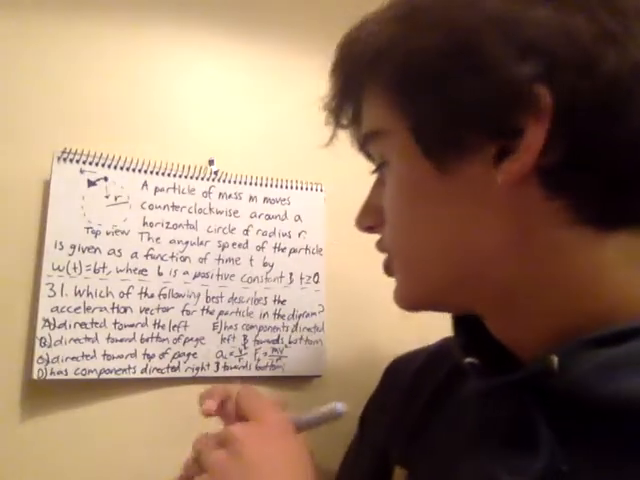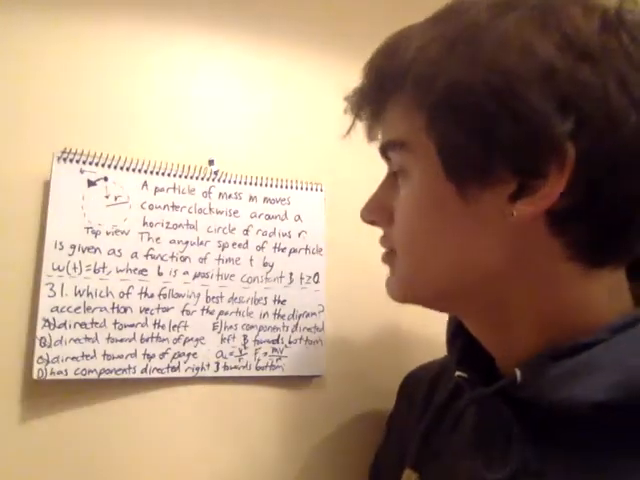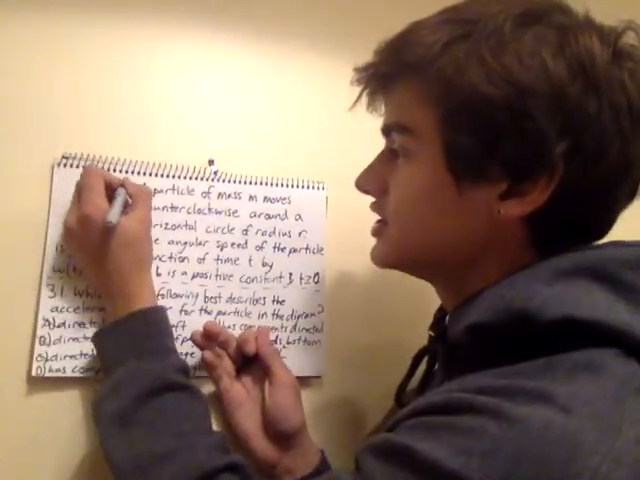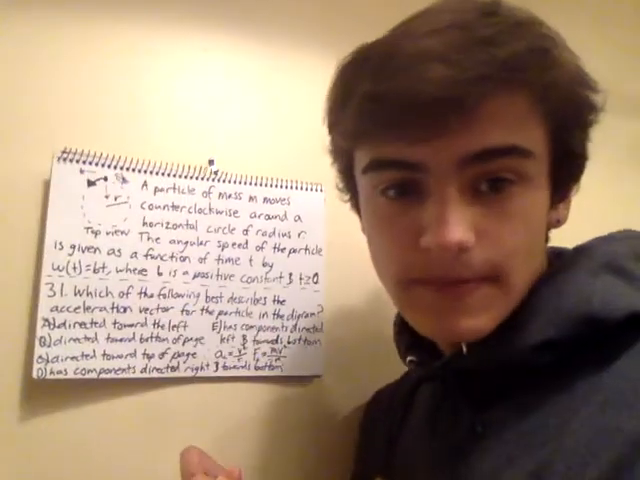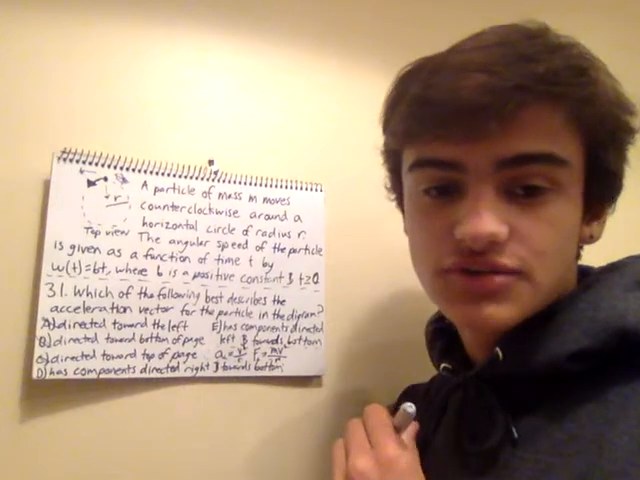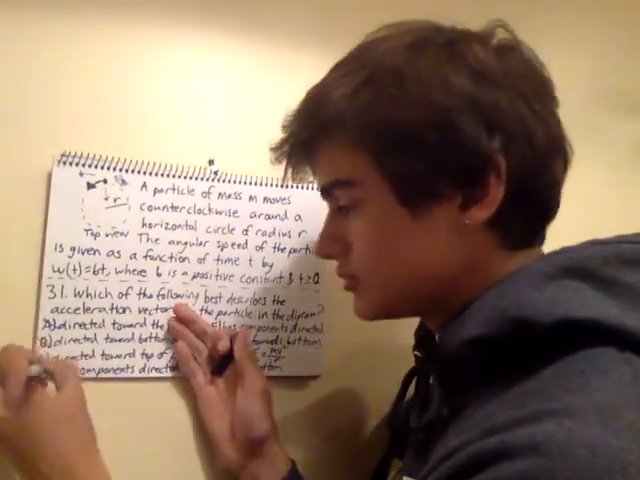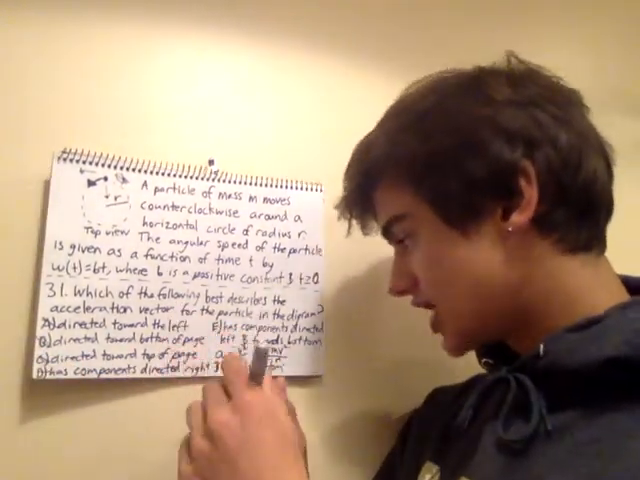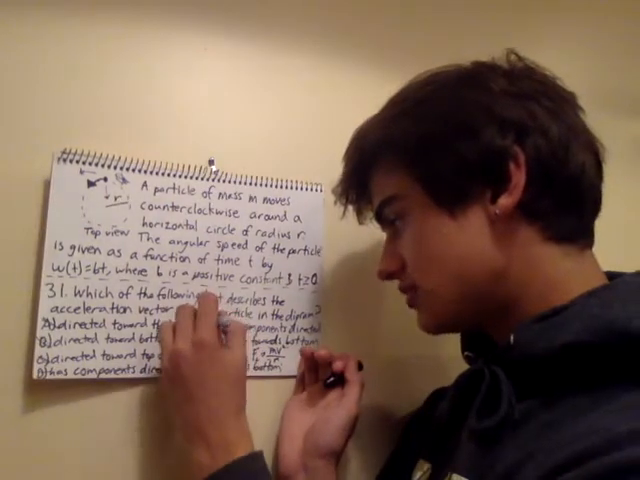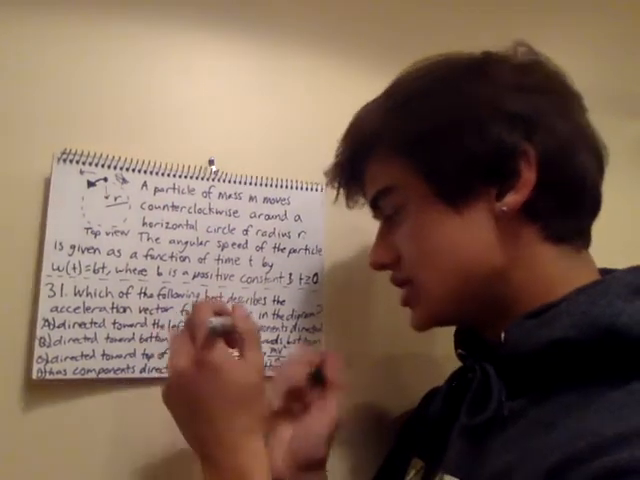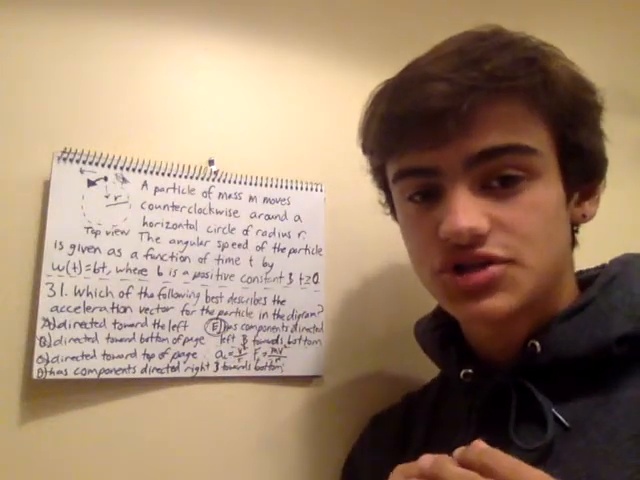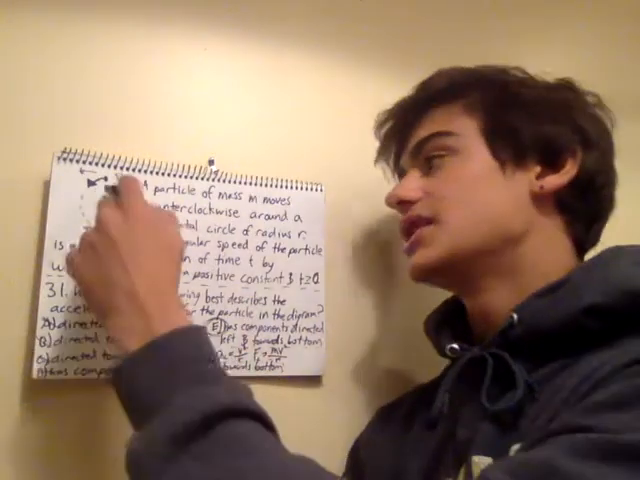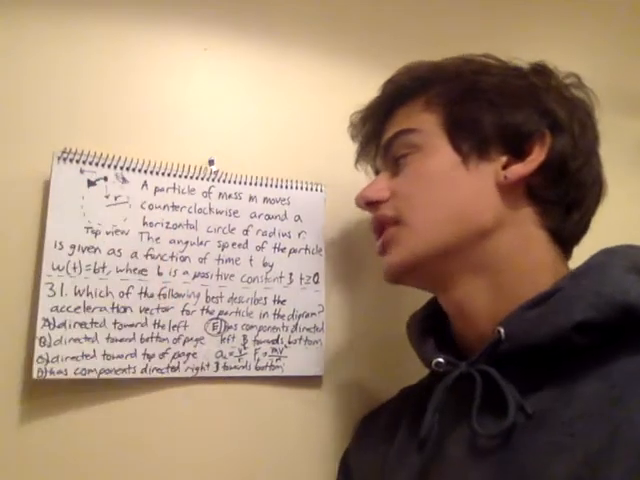D has components directed right and towards the bottom. Well, in this case, there is not any acceleration vector pointing that way. Nope. And E has components directed left and towards the bottom of the page. That is our answer, tangential and centripetal acceleration with vectors pointing down in this case and to the left.